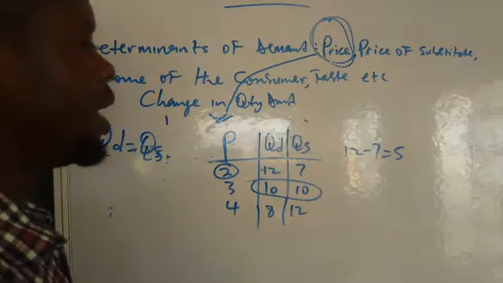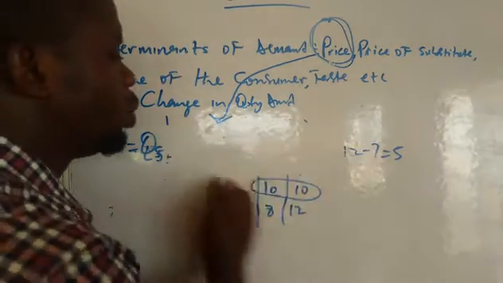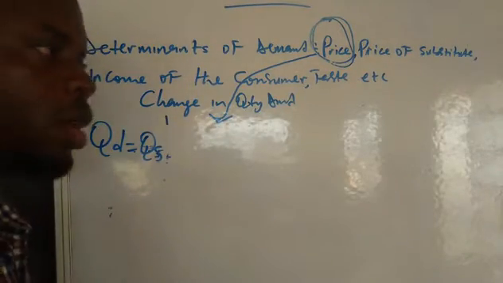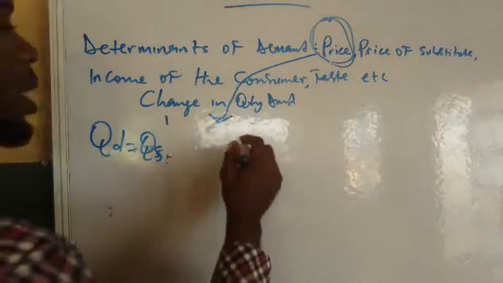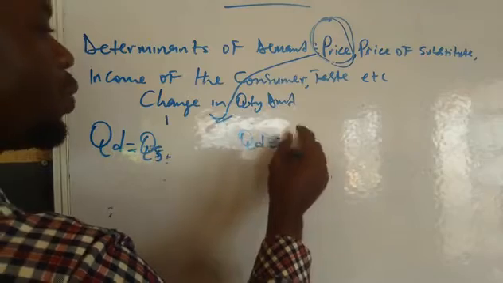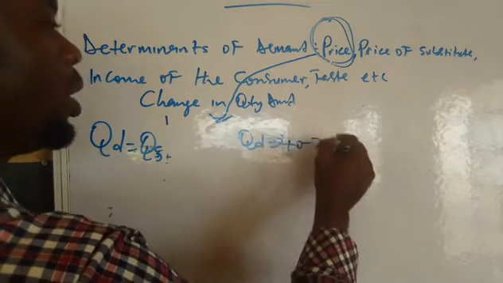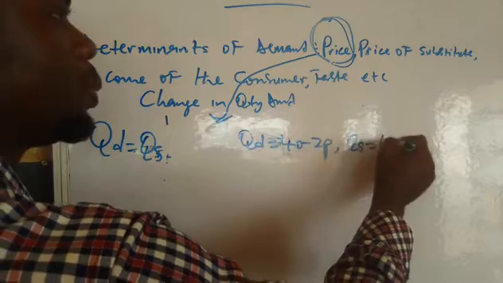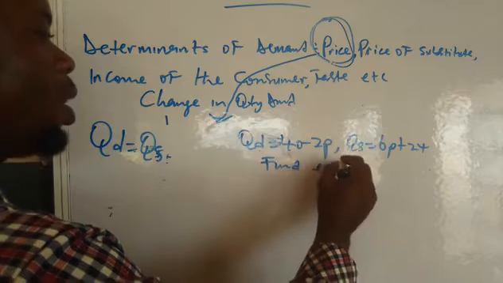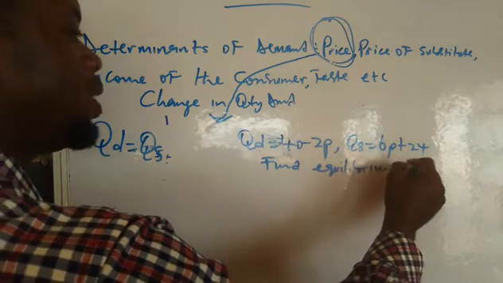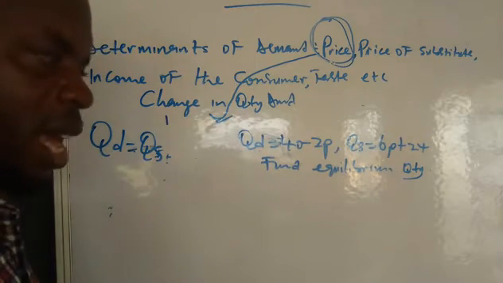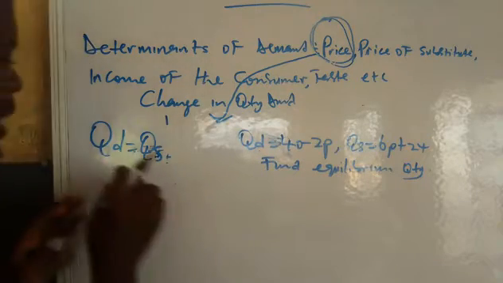Do you understand? Okay. Let's now look at how we can use an equation. Equilibrium questions can also come as equations. Let's have something like this. For the equation, we give you QD equals 40 minus 2p, and QS equals 6p plus 24. So they ask you to find equilibrium quantity. They can ask you to find equilibrium quantity or equilibrium price. Either way, you are still using this formula.